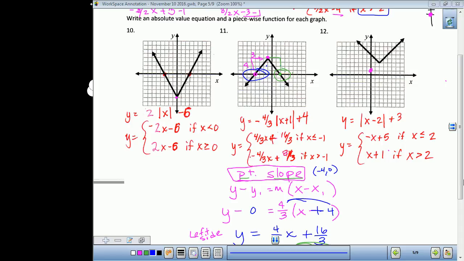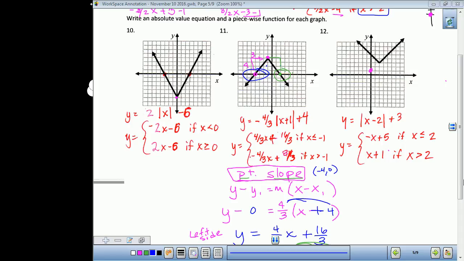Isn't that 3 over 4? Which one? 2 or 11? I think it's down 4 over 3. Oh yeah, I went over. Okay, never mind. I got it right, but I made one mistake.